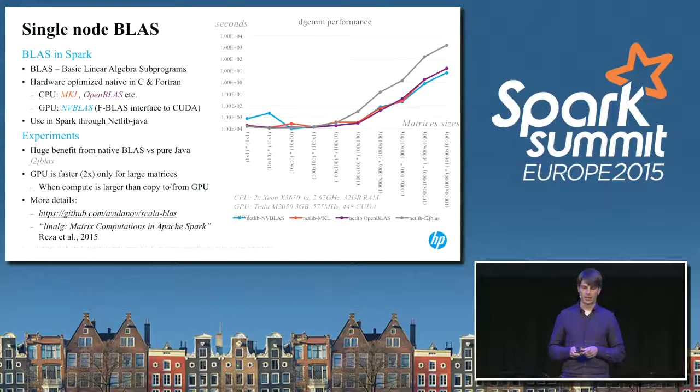And the GPU also provides some performance improvement, but only for large matrices. It is the blue line. It happens only when the compute is larger than the transfer to GPU memory, and that really happens only for very large matrices. You can see more details about this benchmark using this link and also in our recent paper. So indeed, using native BLAS in Spark can provide a benefit.